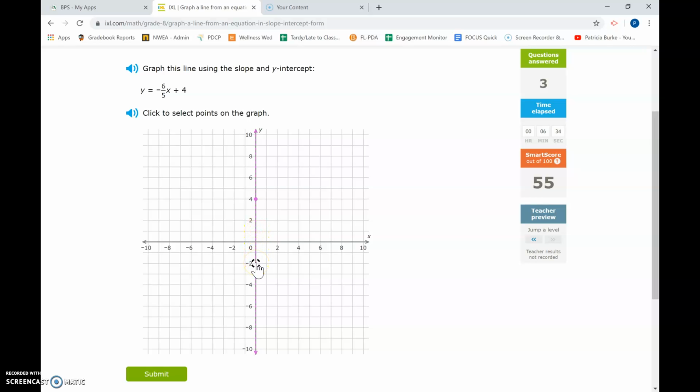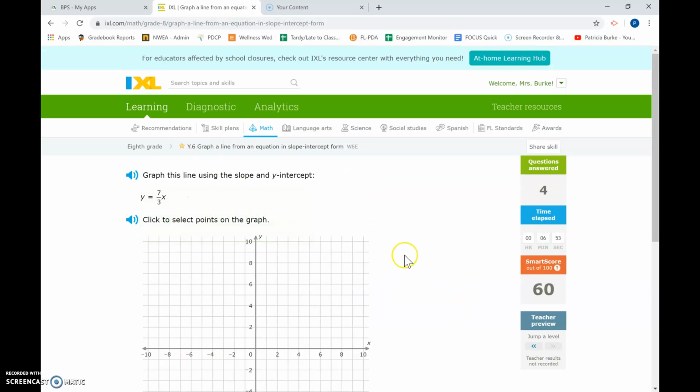And we're still going to run to the right because only one of the numbers is negative. We're going to run to the right across 5 doors. 1, 2, 3, 4, 5. Click on that second point to make your line solid and submit.